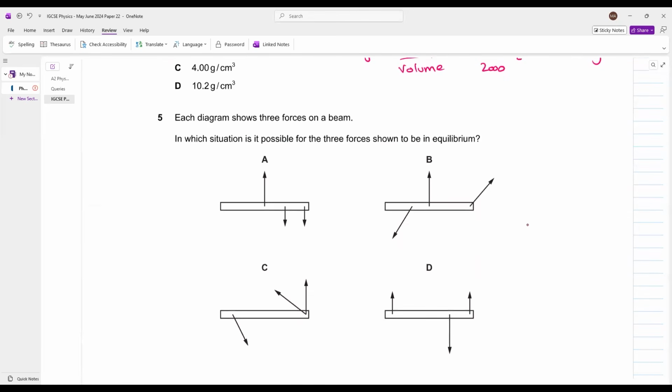Each diagram shows three forces on a beam. In which situation is it possible for the three forces shown to be in equilibrium?